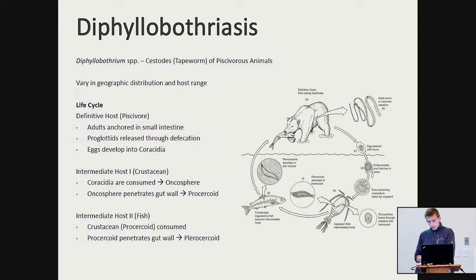So once the fish eats the crustacean, the procercoid is released in the gut, bores through the intestine, and enters into either the body cavity or the surrounding tissues, where it develops into the plerocercoid, which is the next larval stage that is then infectious to the definitive host.